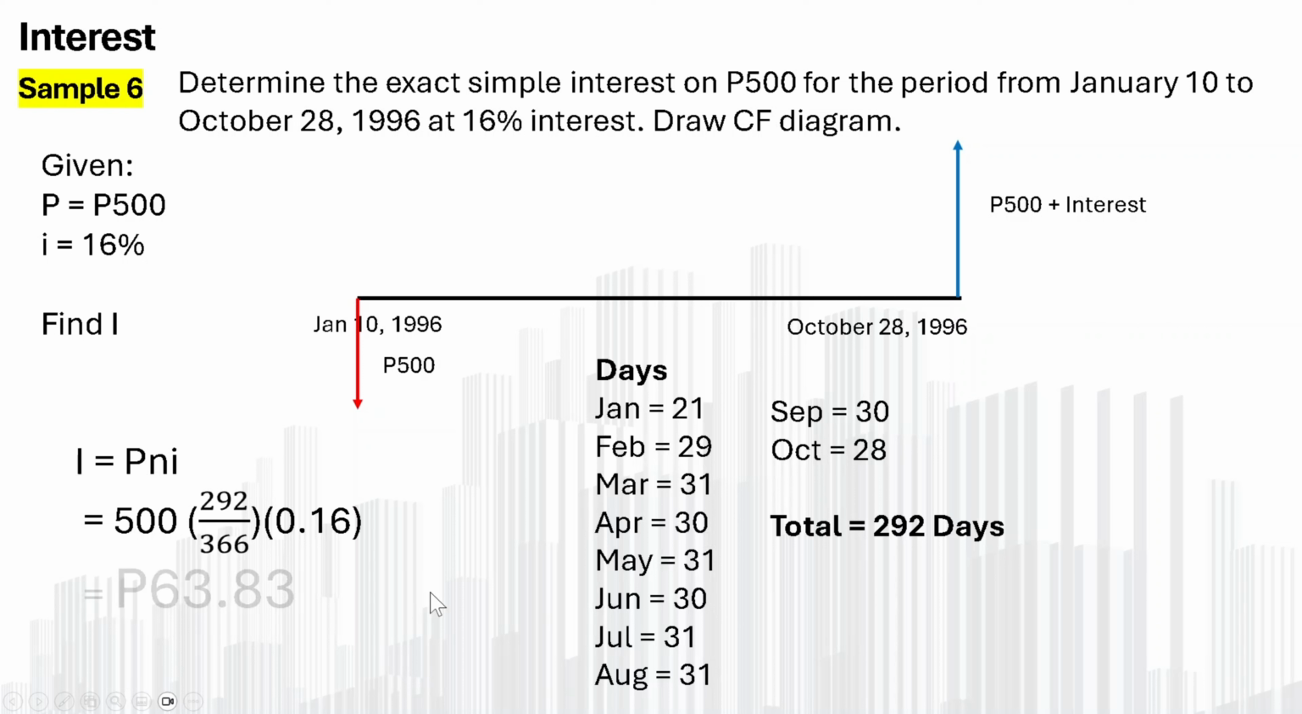So using that formula, we will reach the amount of 63.83 pesos. That is the amount accrued at 16% from the principal of 500 pesos. If I ask the question, what's the total value here? That will be the total value after 292 days, which is 563.83 pesos.